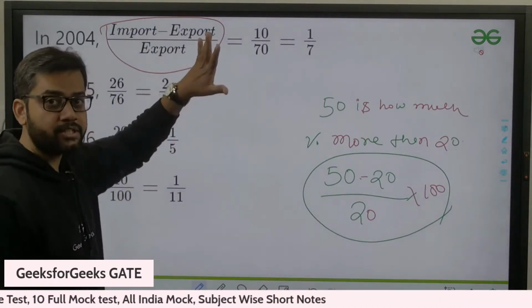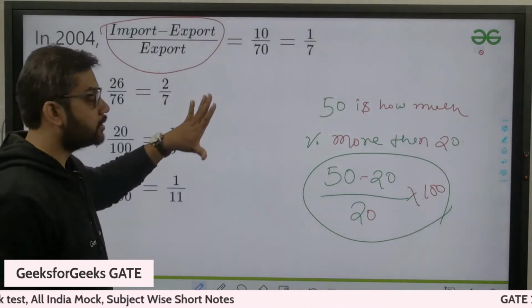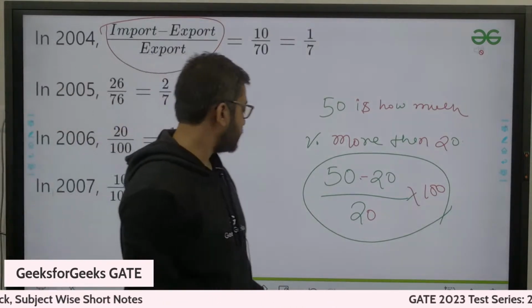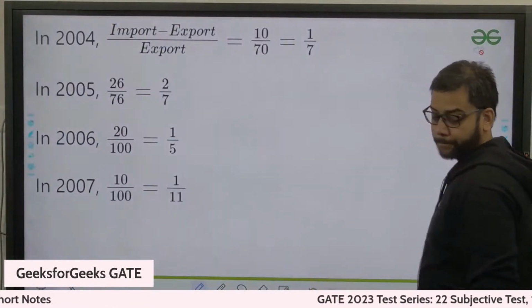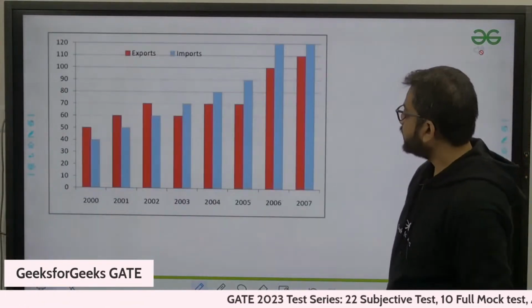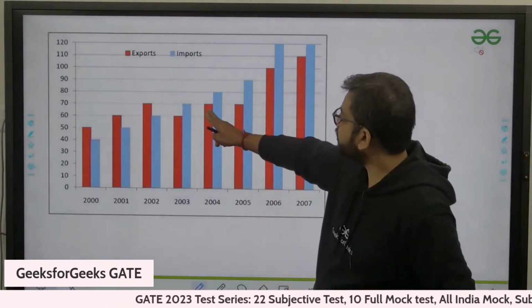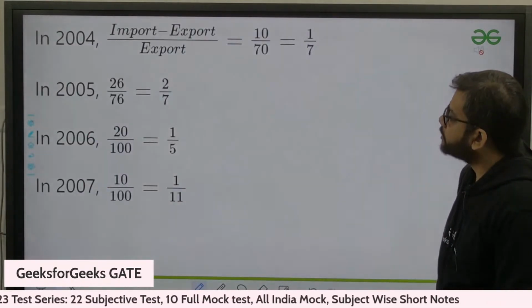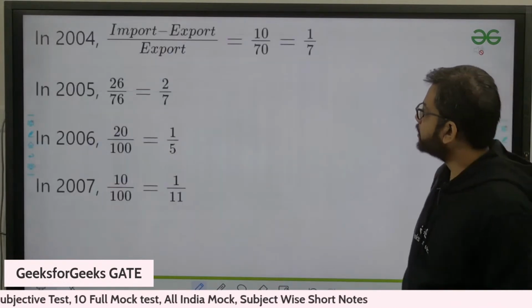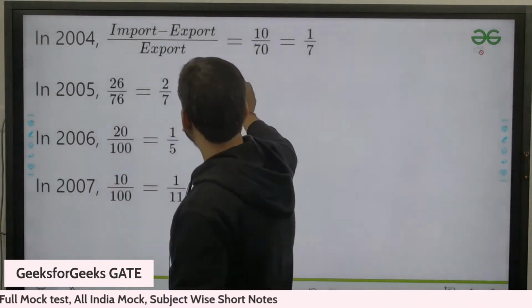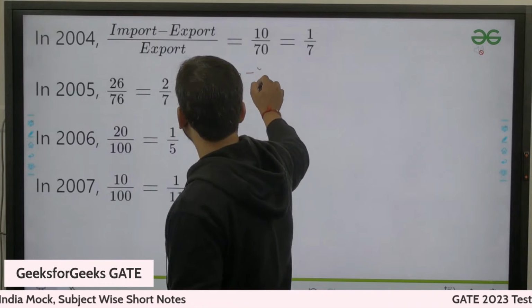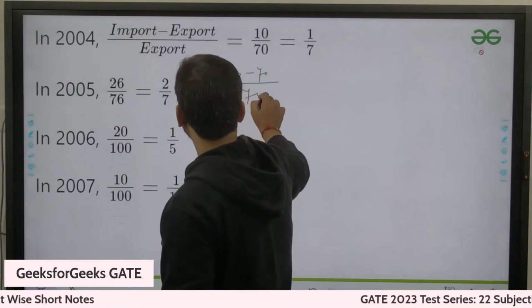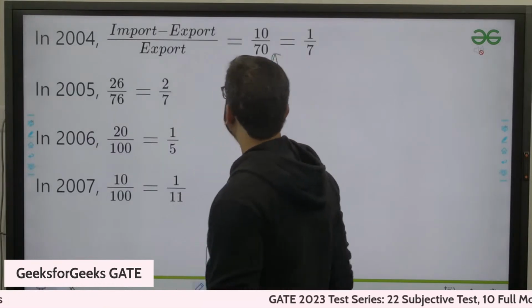So this is not a financial formula, just don't misunderstand. In 2004, what are they saying? In 2004, export is equal to 70 and import is equal to 80. So 80 minus 70 upon 70. This will give you this value.